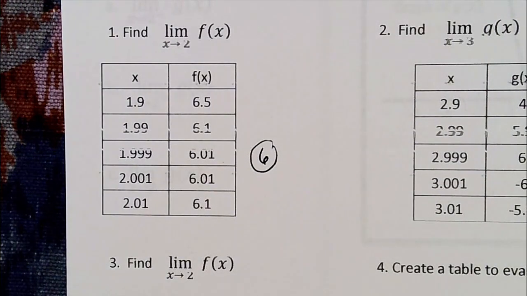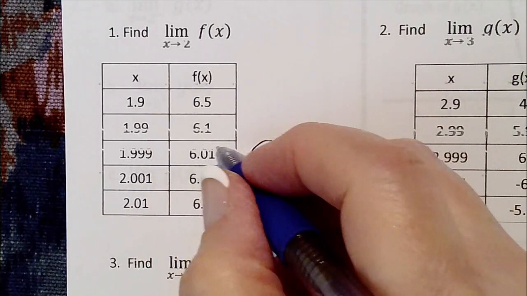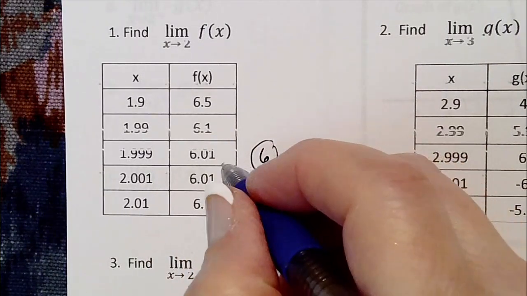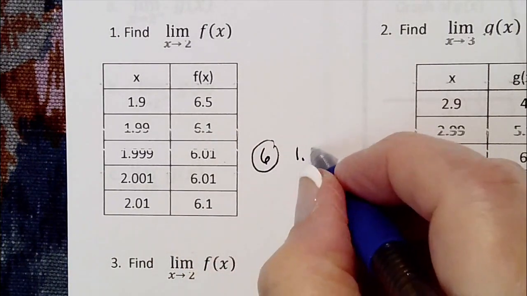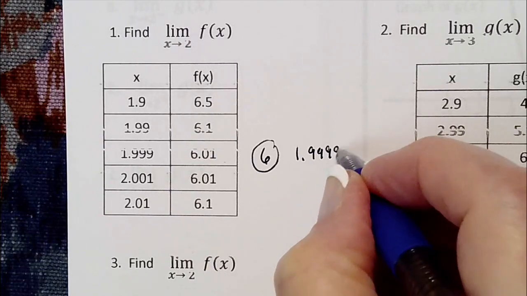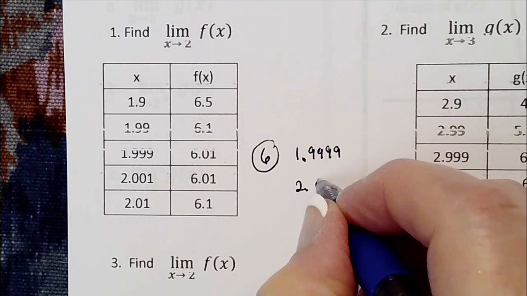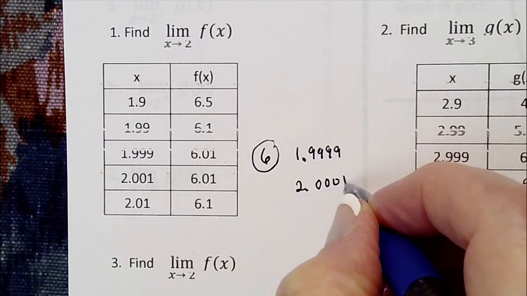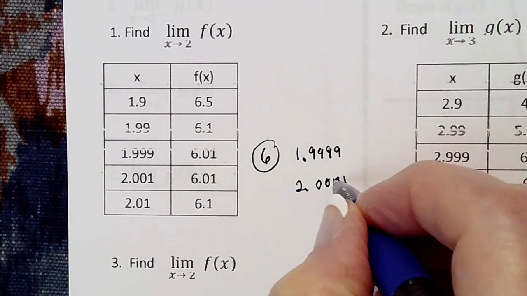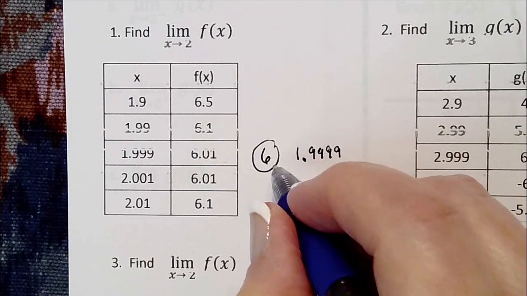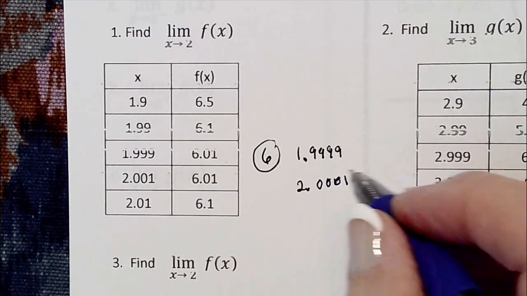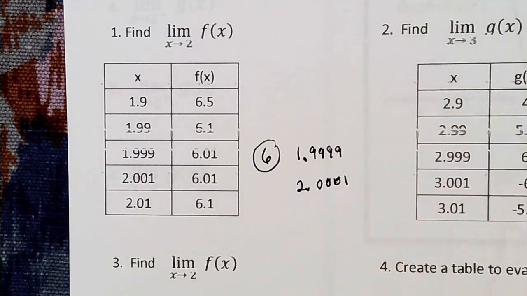Okay, so you could put some more parts to your chart if you wanted to. At this point, the next one we would put in would be 1.9999, and then we would put in 2.0001. And then we'd see what those two numbers look like. But as you go closer and closer together, it's going to get closer and closer to 6.